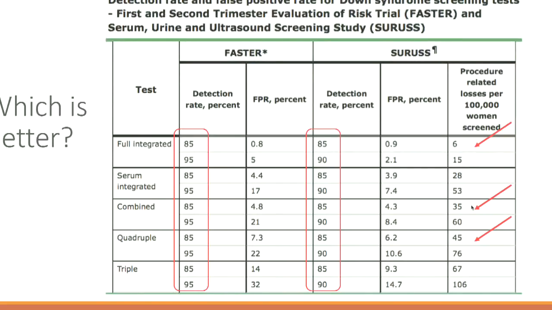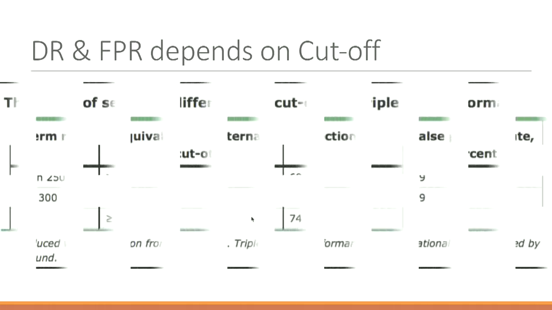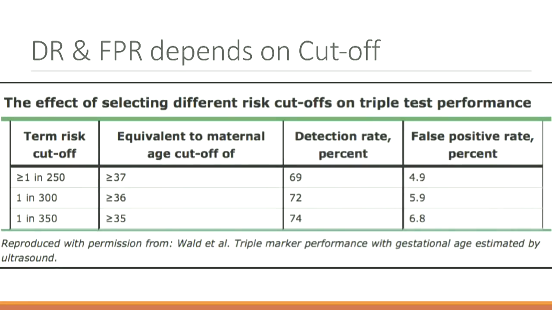Now, having talked about the false positive rate, there are two things that affect it apart from the quality of the test, and those two things can be directly influenced by you: the cutoff and the gestational age. If you look at how the cutoff is related to the false positive rate, when you have a higher cutoff, for example, the cutoff that we normally use is 1 in 250.